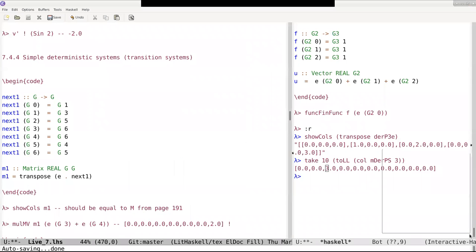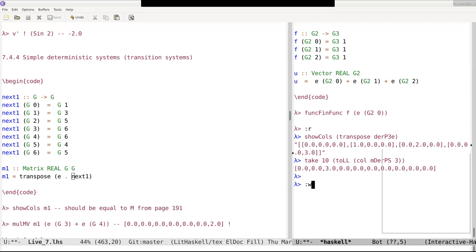And this is something that I wanted to show you here. So for a simple deterministic system, we have this function next1. And so we have this M1, which is just the transpose of e following next1. And so we can have a look at our M1.